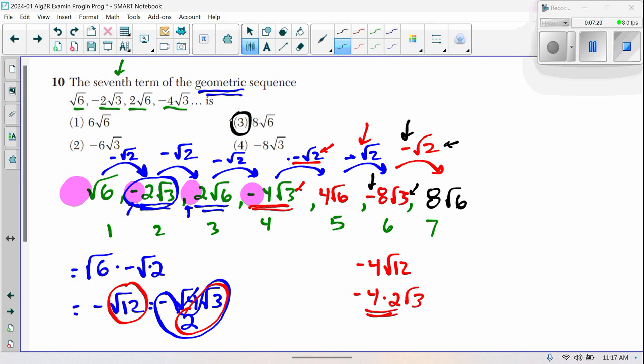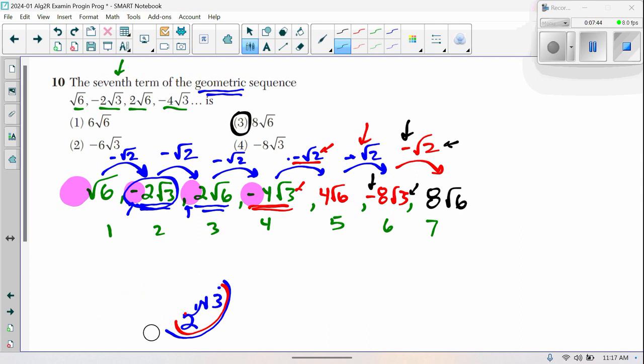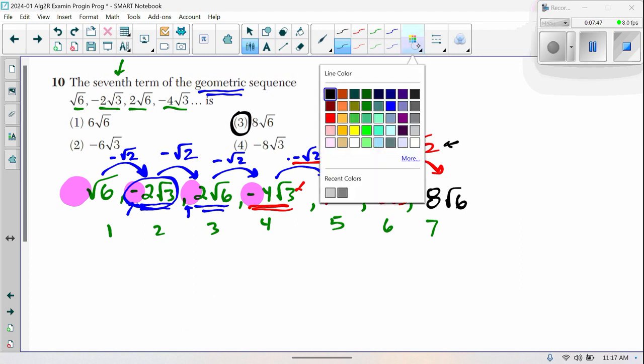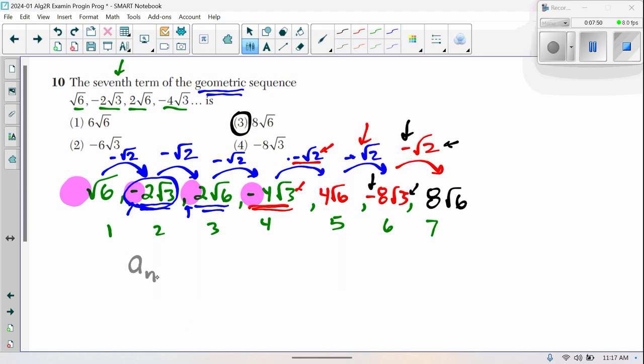Now, if you're like, whoa, Visca, I would not have been able to multiply it times a negative radical 2, what I could have done is use a formula for a geometric sequence to find my term. So I will go over that really briefly. To find any term n, I take my first term. My first term is the square root of 6. Yep, that's a 6, kids. Times my common ratio. I am multiplying these all times a negative radical 2. That's my common ratio. And I raise that to the n minus 1.